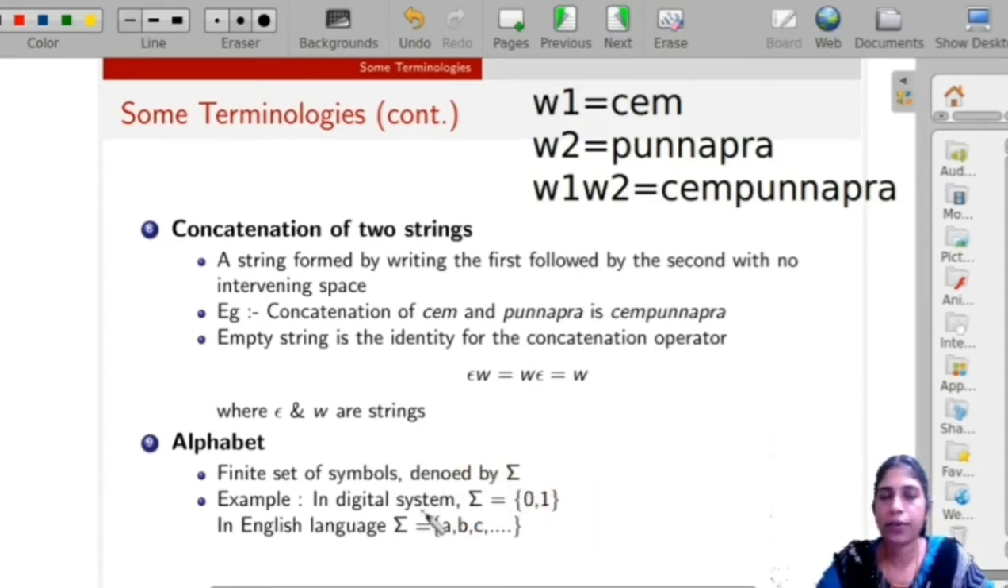In the English language, sigma is equal to A, B, C, etc., up to Z. So there are only 26 letters, so it is finite. It is denoted by the letter sigma. Okay, write it like this. Sigma.